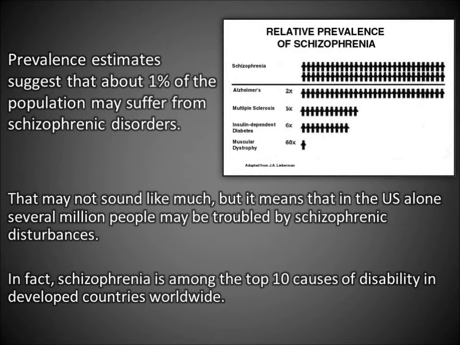Prevalence estimates suggest that about 1% of the population may suffer from schizophrenic disorders. That may not sound like much, but it means that in the US alone, several million people may be troubled by schizophrenic disturbances. In fact, schizophrenia is among the top 10 causes of disability in developed countries worldwide.